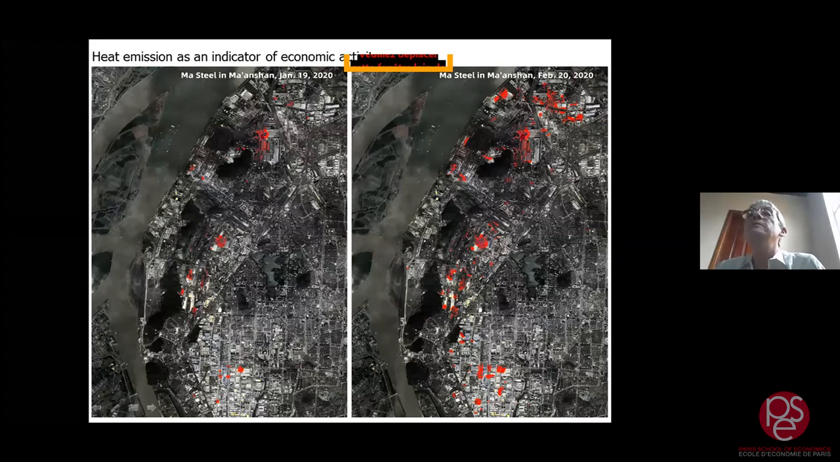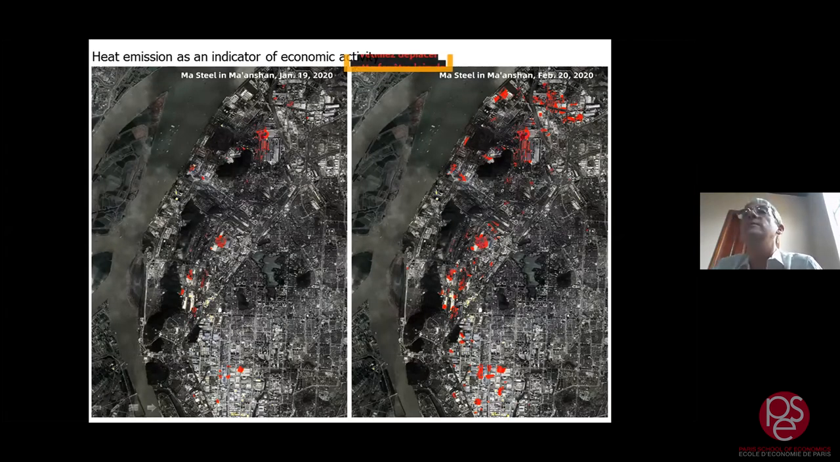Similar approach, heat emission as an indicator of economic activity. So once again, it's very indirect, difficult to reproduce from one area to another. But this is in China, and in red, there is a threshold of heat emission measured by satellite and superimposed over an optical image, which is just to show the urban area.